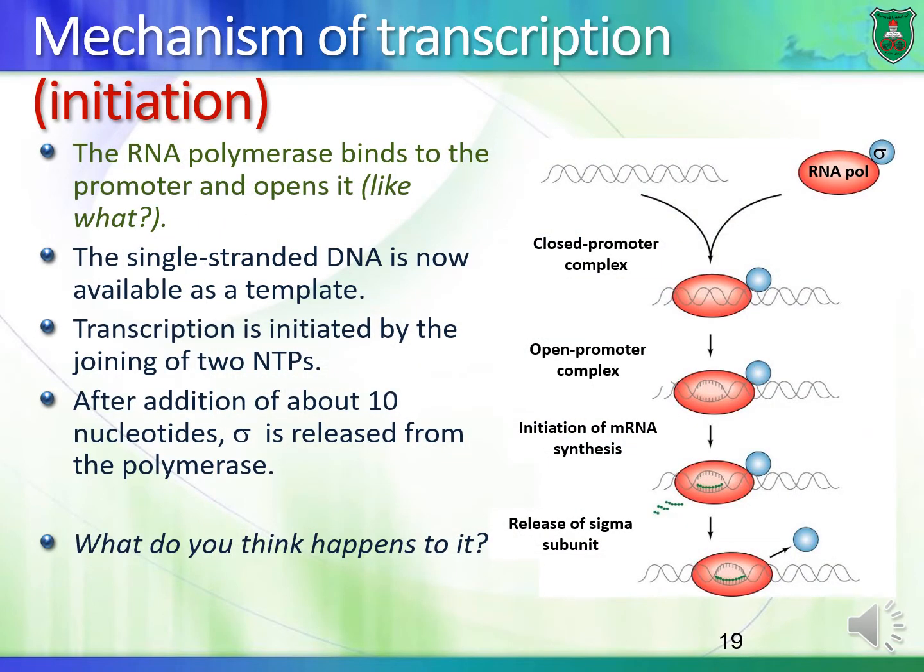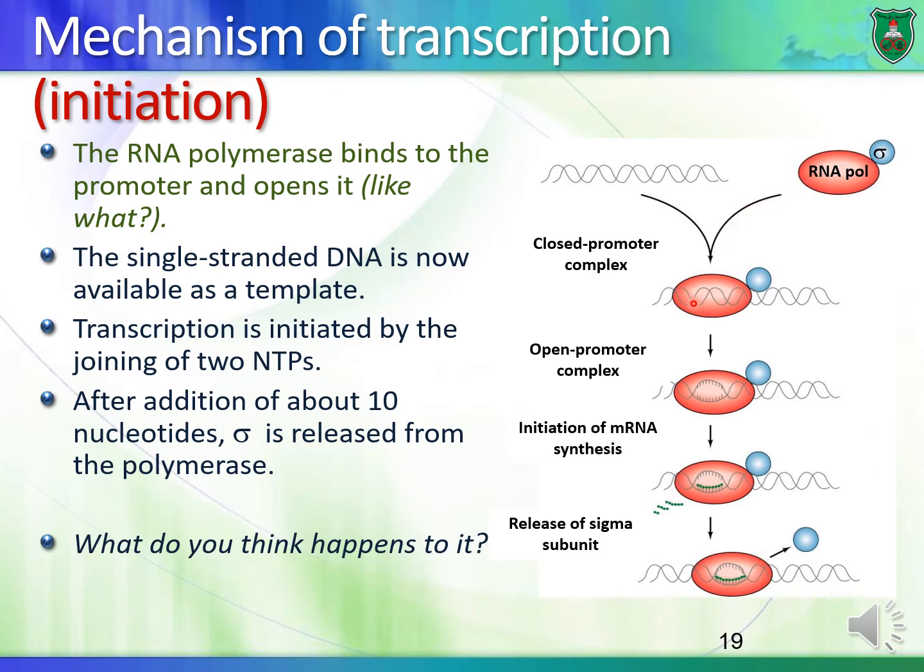So when we talk about the process of transcription or any other process in molecular biology, we like to divide it into different stages. So we can divide it into initiation, elongation, and termination. Now for initiation, you have the RNA polymerase associated with sigma. Sigma helps the RNA polymerase find the promoter.